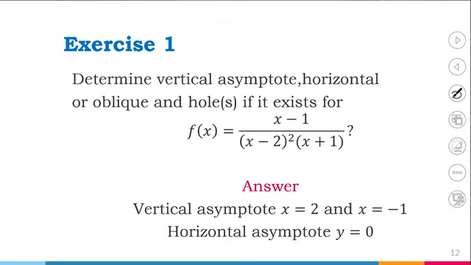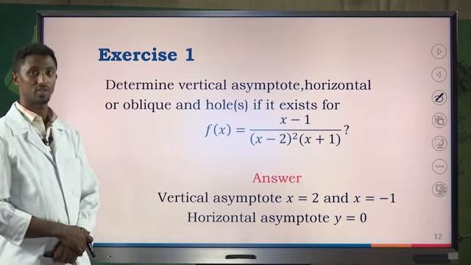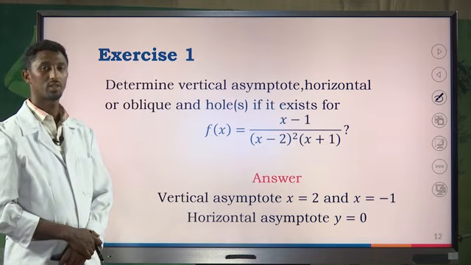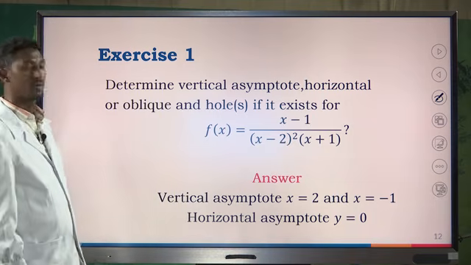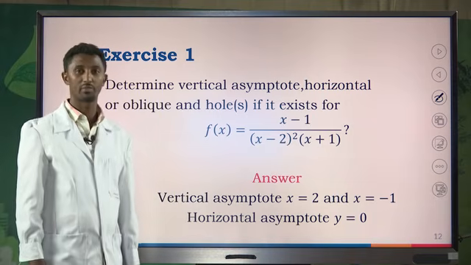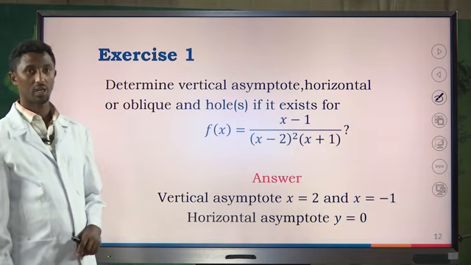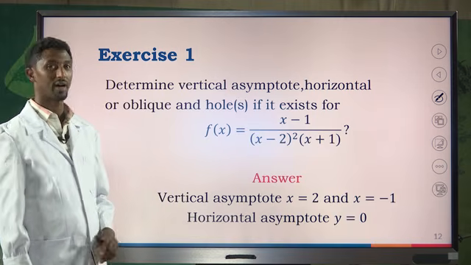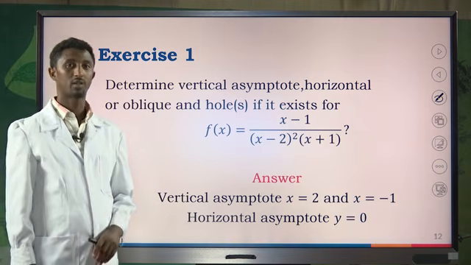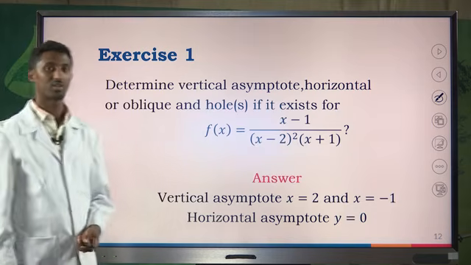So you have an exercise: determine the vertical asymptote, horizontal asymptote, or oblique asymptote if it exists, and holes for this rational function f of x equals (x minus 1) over ((x minus 2) squared times (x plus 1)). The answers are given. Here, if a rational function has a horizontal asymptote, it will not have an oblique one, and vice versa. If it has an oblique asymptote, it has no horizontal one. So check the answers given.